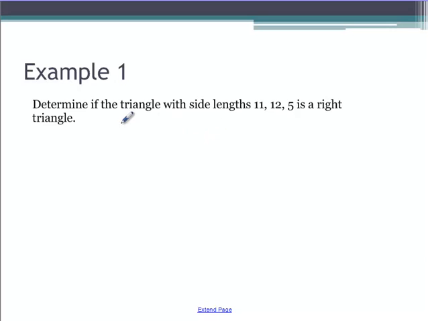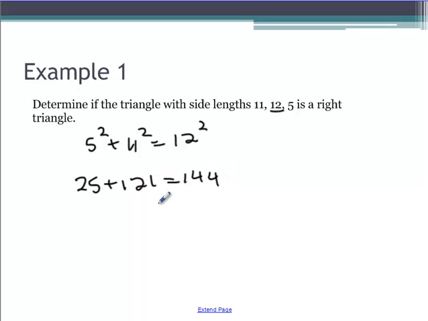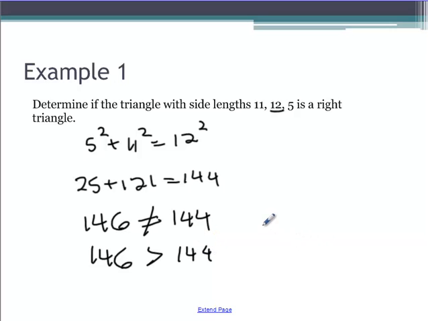So determine if a triangle with these side lengths is a right triangle. And if it's not, is it acute or obtuse? So a squared plus b squared equals c squared. Notice how I put 12, the biggest side, as the hypotenuse. 25 plus 121 equals 144. So is that true? 25 plus 121 is 146. That's not equal to 144. And since a squared plus b squared is greater than 144, this is an obtuse triangle.